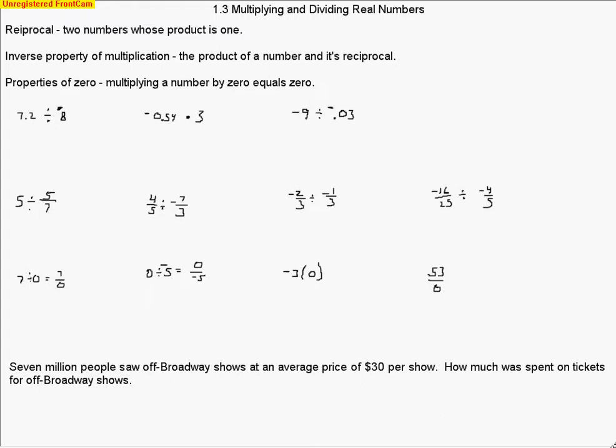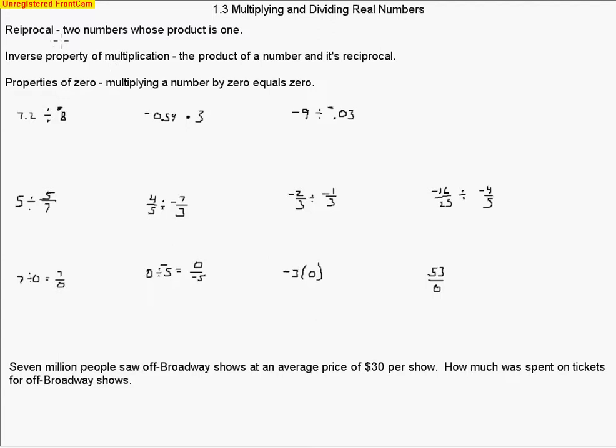Today we are going to be multiplying and dividing real numbers. We talked about yesterday what real numbers were. They were rational numbers or irrational numbers. Rational numbers were numbers that we could write as a fraction. Irrational ones were ones we could not.